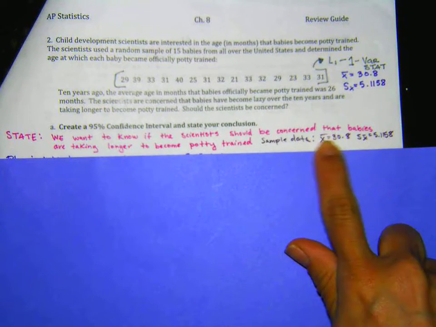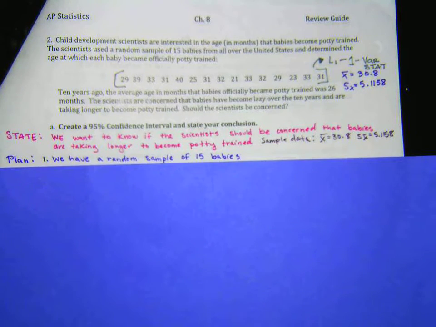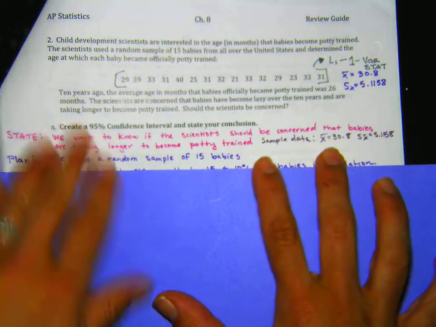So we are creating a 95% confidence interval and stating our conclusion. All right, so state, plan, do, conclude. State: we want to know if the scientists should be concerned that babies are taking longer to become potty trained. Here's our sample data. This is our summary of our sample. X bar is 30.8. Standard deviation of the sample is 5.1158. These are the ages in months that they were potty trained. On average, 30.8 months.